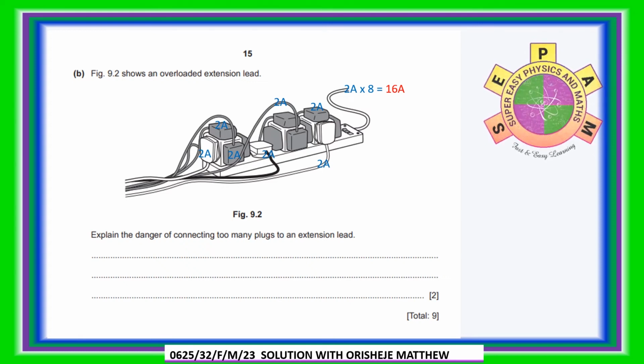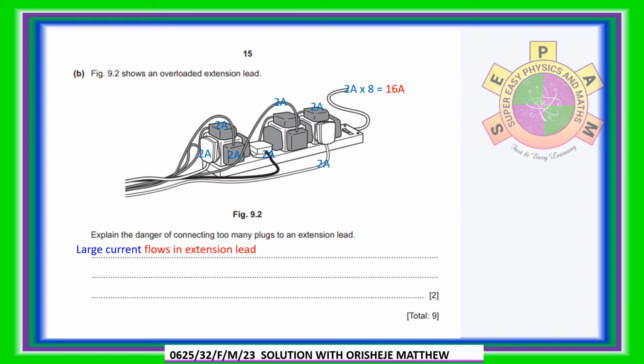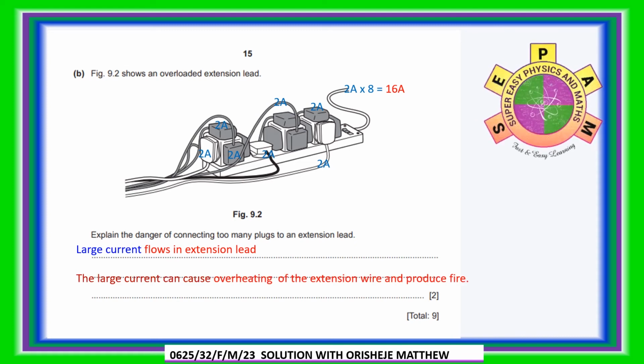Explain the danger of connecting too many plugs to an extension lead. Large current flow in the extension lead. I've just explained how the large current will be built up. Then large current can cause overheating of the extension wire and produce fire. So that is the danger.